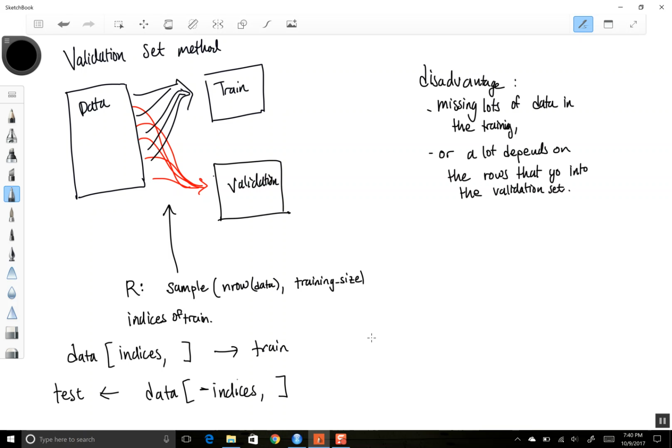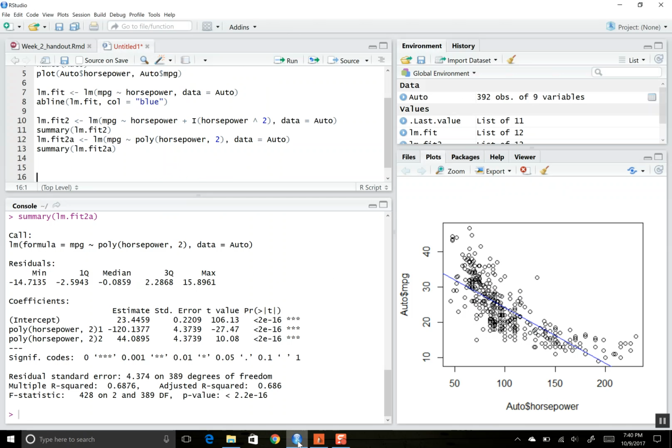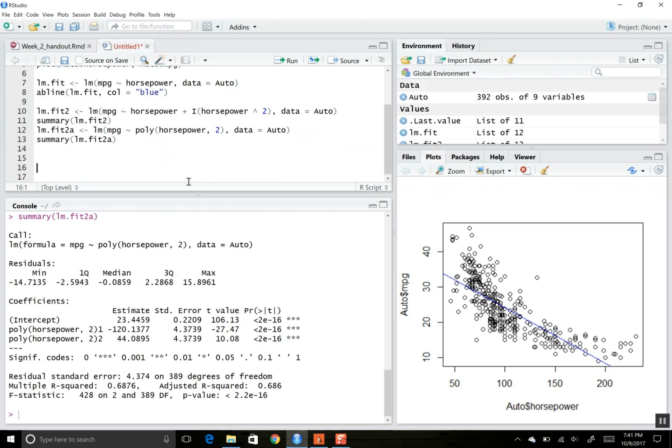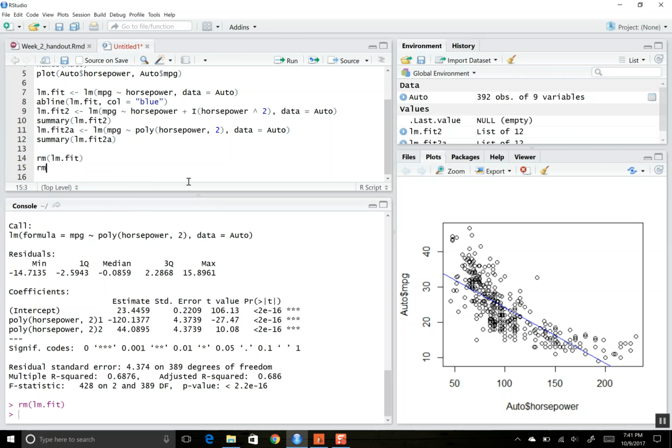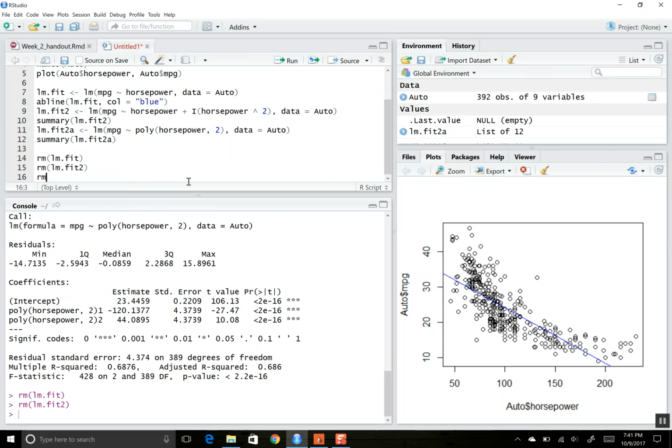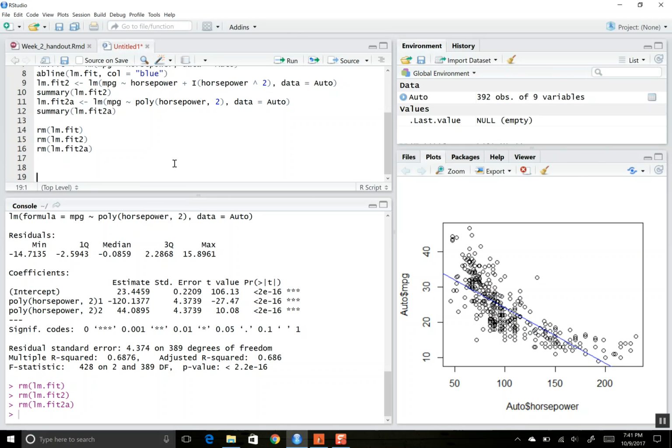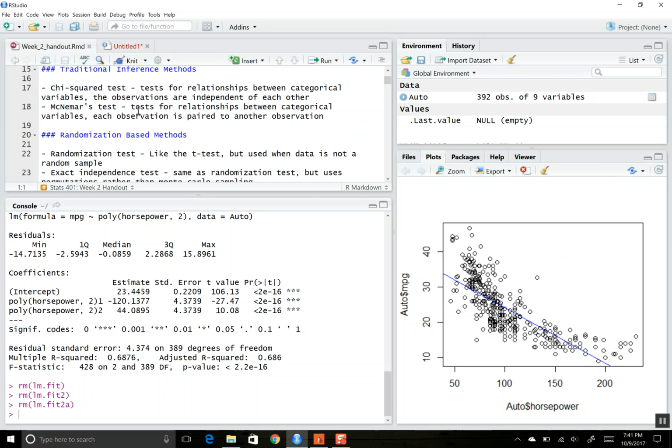Okay, but let's not worry about that right now. Let's just see what this looks like when we do it in R. Okay, so I'm going to get rid of these models that we made. We'll just remove lm.fit and remove lmfit2 and remove lmfit2a. Okay, so we'll get rid of those.